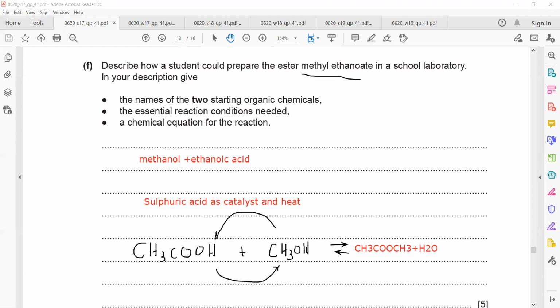So how will you get the 5 marks, or the distribution? This is having 2 marks. Mentioning the catalyst and providing heat, 2 marks, and the final equation is having 1 mark.